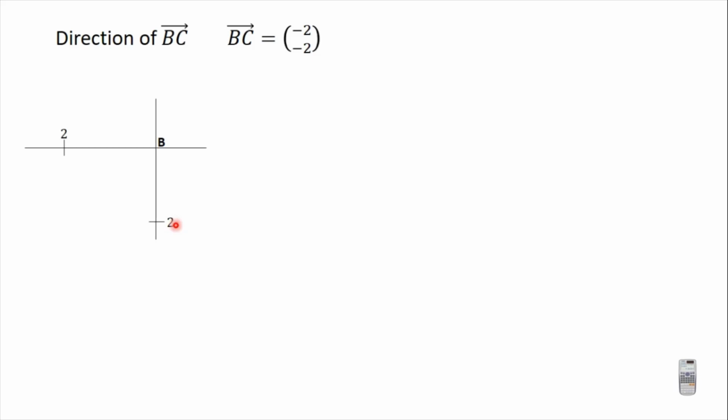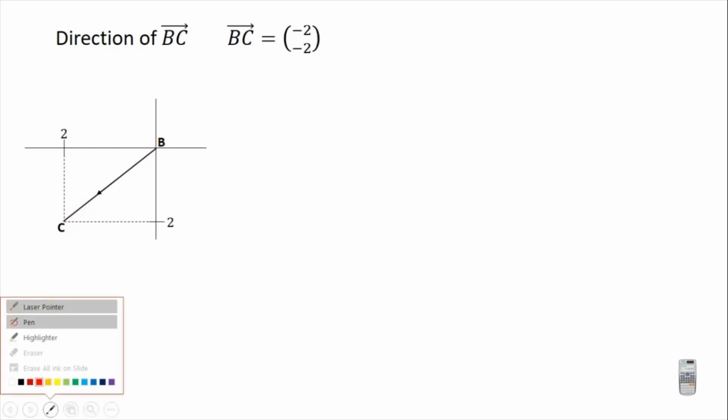That's why I said draw an appropriate diagram. Okay, so when you draw a line from 2 here and you draw another line from 2 here, they are going to meet at this point, and that will be the ending point, point C. So we will draw our vector BC as seen here.